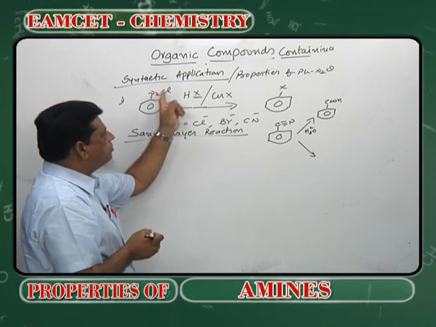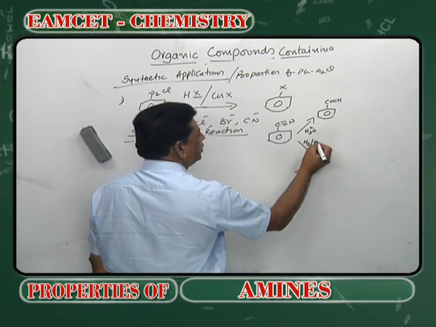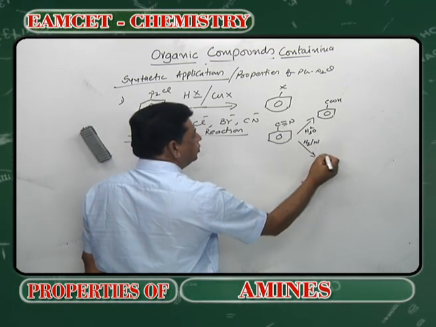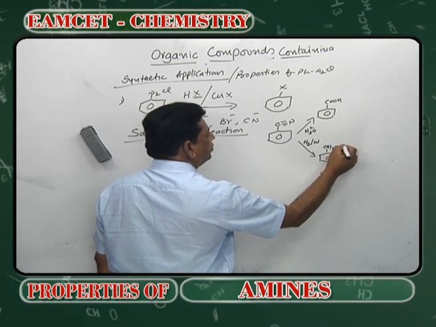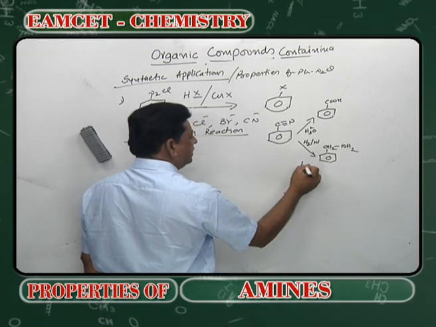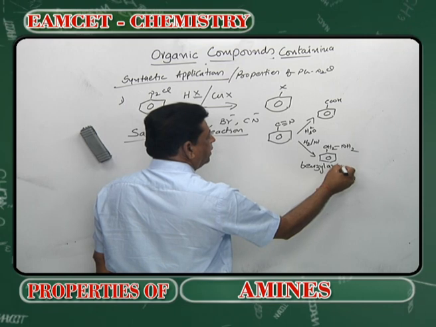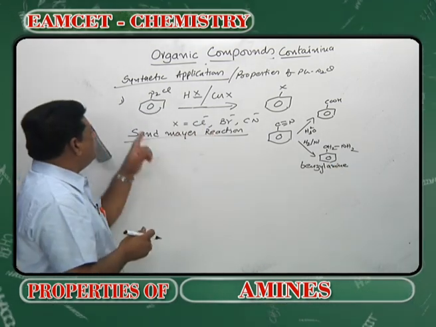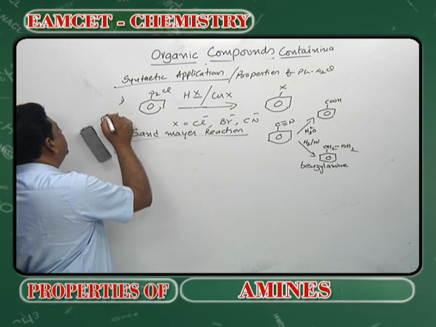So cyanide will come, that you hydrolyze it, or reduce with hydrogen and nickel. What comes is C will become CH2, N will become NH2. This is called benzyl amine. This is called an aliphatic amine, benzyl amine. So this is a wonderful question. Now, how do you prepare this? This is prepared from aniline.